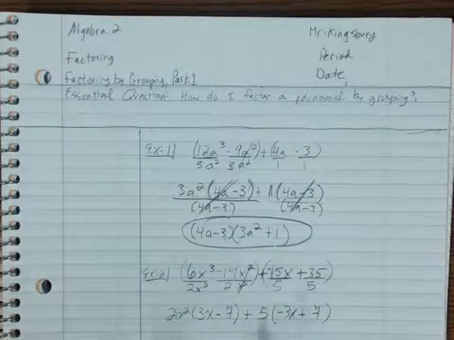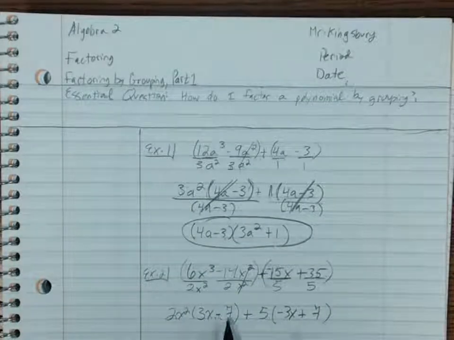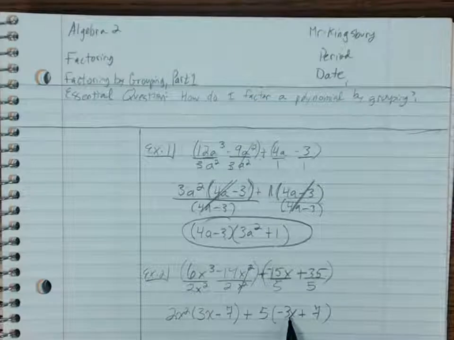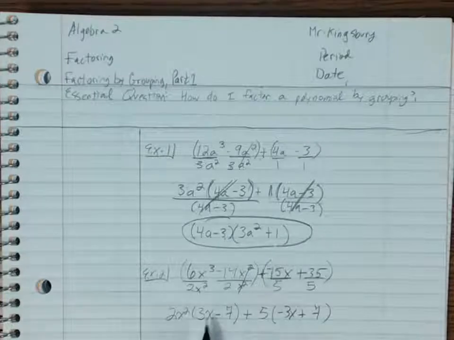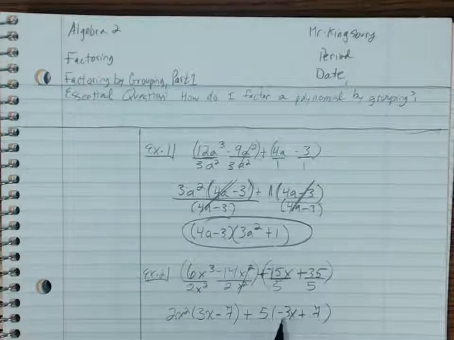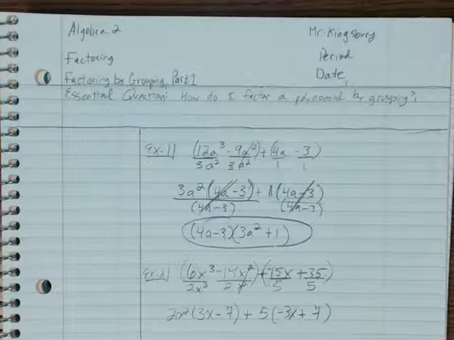Now let's check my parentheses. This one says 3x minus 7. This one says negative 3x plus 7. Well, that's a problem. They need to be the same, and it looks like the numbers are the same. It's just the signs that are a problem. This leads me to the second thing that you need to be aware of.